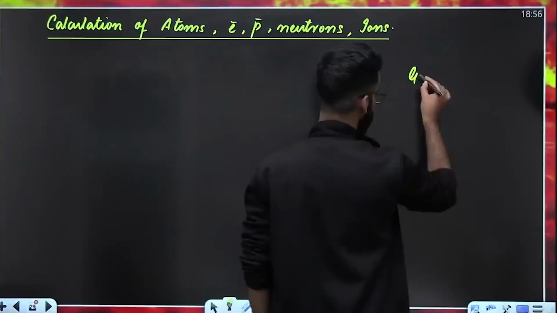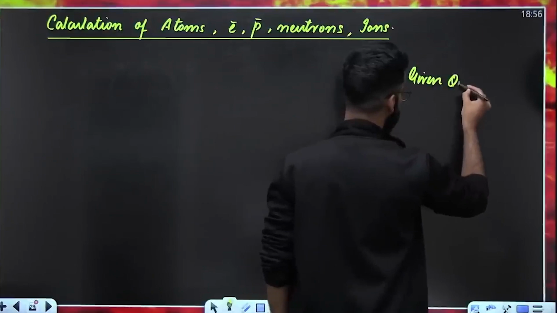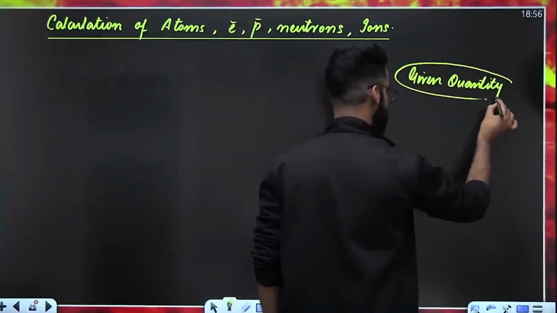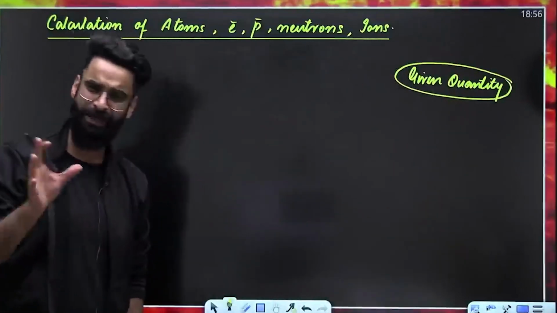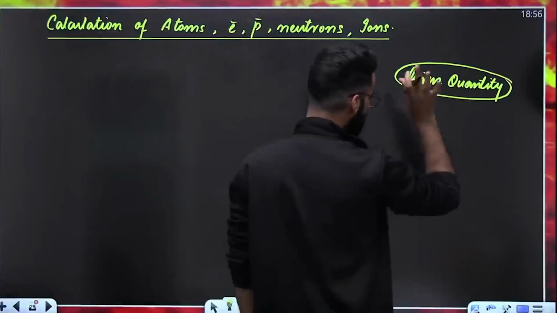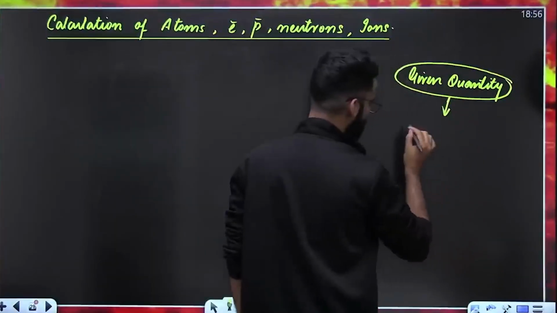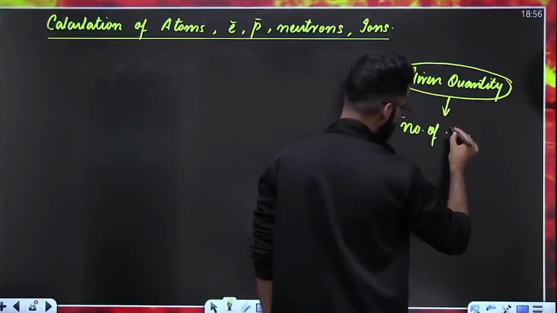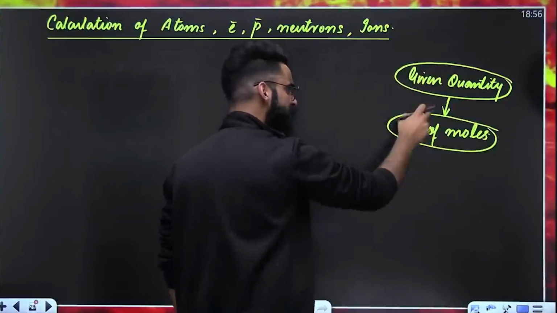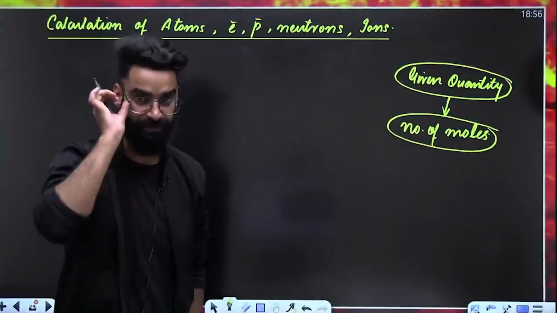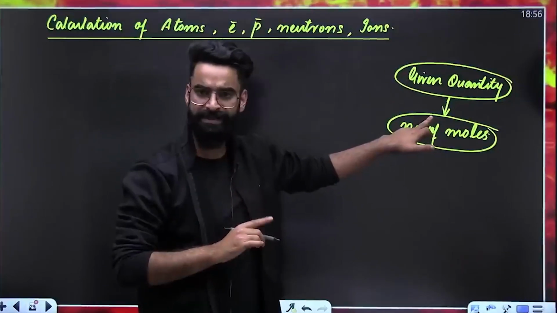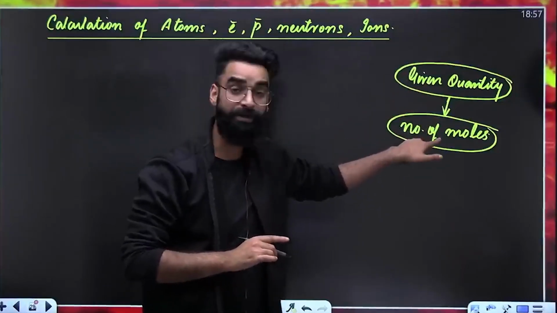The diagram is like this. I'm writing here, given quantity. Whatever is given to us as per the question, be it mass of substance, be it volume of substance, particles, that's something which you'll be calling the given quantity. Our first step always will be to convert the given quantity into number of moles.